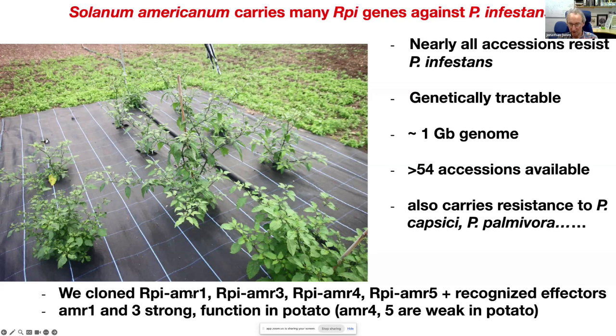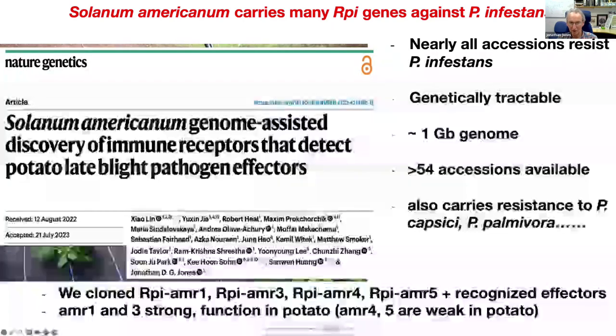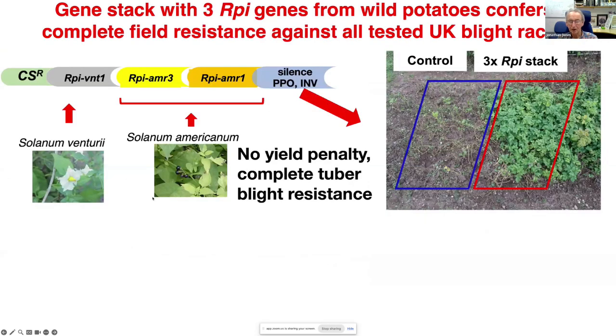Now, RPI-AMR1 and AMR3 work really well in potato. These 2 don't, and we're testing hypotheses as to why that is, but I won't have time to go into that. We reported our analysis of the americanums in a paper that came out at this time last year. And so we've used this to try and solve a problem. The problem is potato late blight, which means that farmers usually have to spray about 15 times a year to control the disease. So here's one of our initial stacks, actually, VNT1, AMR3, and AMR1.